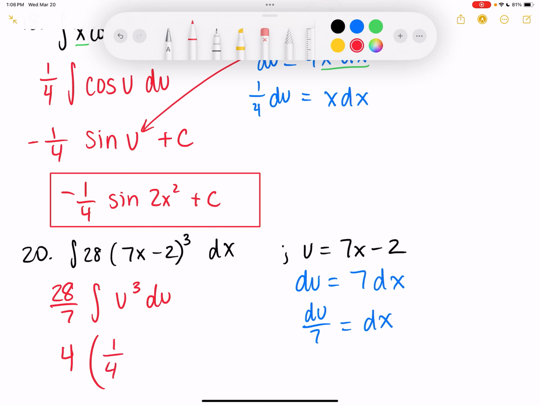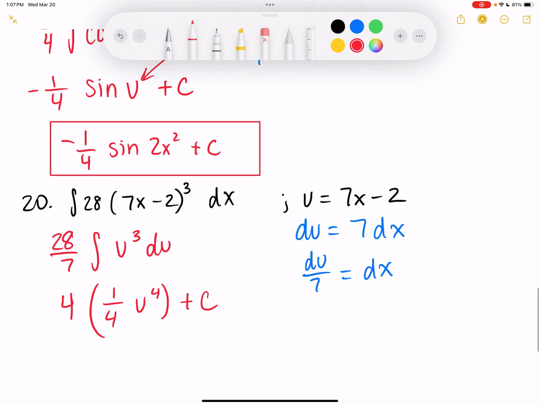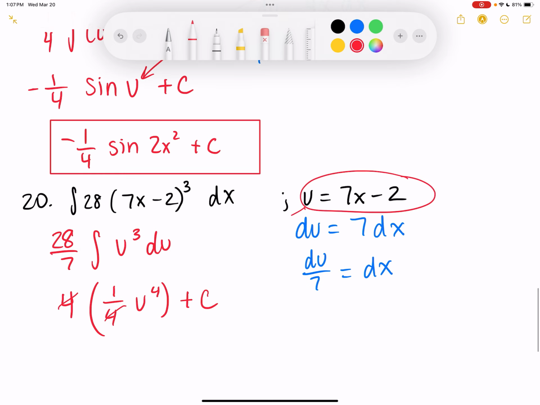1/4 u to the 4th du. Plus c. Now, the 4 and the 1/4 are canceling. I'm going to replace u with 7x minus 2. So my final answer is 7x minus 2 raised to the 4th plus c.